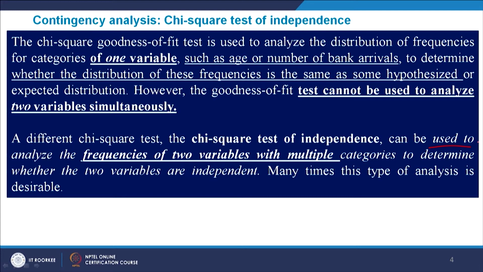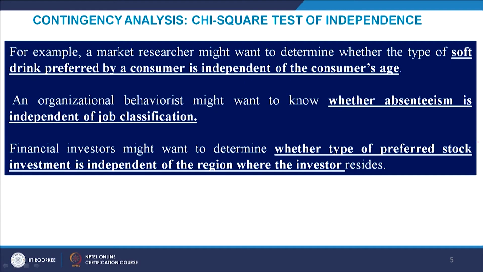So, let us look at what could be the examples of chi-square test of independence. So, let us say we want to know whether the type of soft drink preferred by consumers is independent of consumers' age. So, are they dependent or they are independent, right. So, we always say they are independent, right.